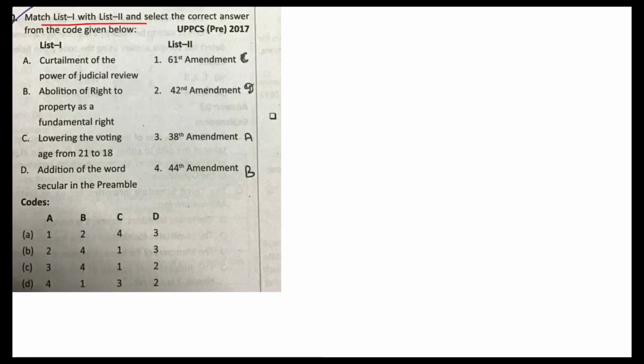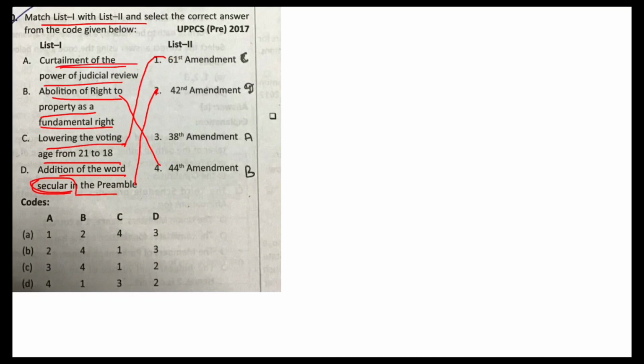Next, match List 1 with List 2 and select the correct answer. Curtailment of power of judicial review. Abolition of right to property as a fundamental right. Lowering the voting age from 21 to 18. Addition of the word secular in the preamble. The word secular was added by the 42nd Amendment Act. Lowering of the voting age from 21 to 18 was done by the 61st Amendment Act. Abolition of right to property as a fundamental right was done by the 44th Constitutional Amendment.